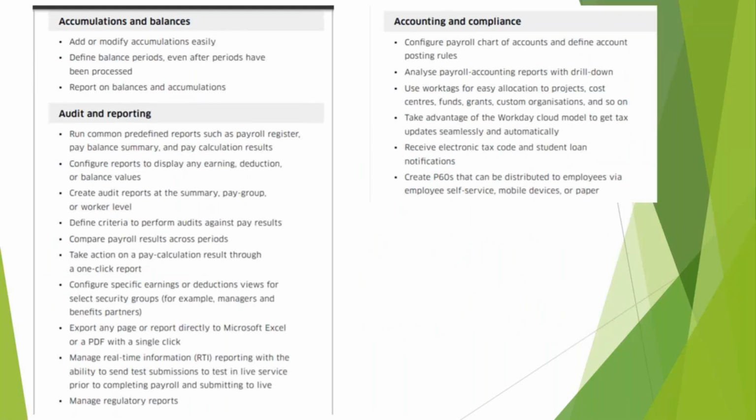Accumulating balance: there may be a process where you are accumulating the balances and you want to transfer them, that can be done. Audit and reports: we are going to have various audits for the payroll. We can audit as per group wise or levels of employees. Reports you can generate. At the same time, compliances, we are going to handle the compliances and other stuff of the employees in the system.